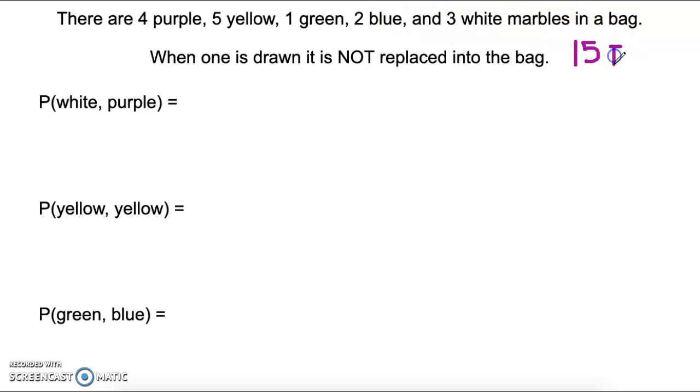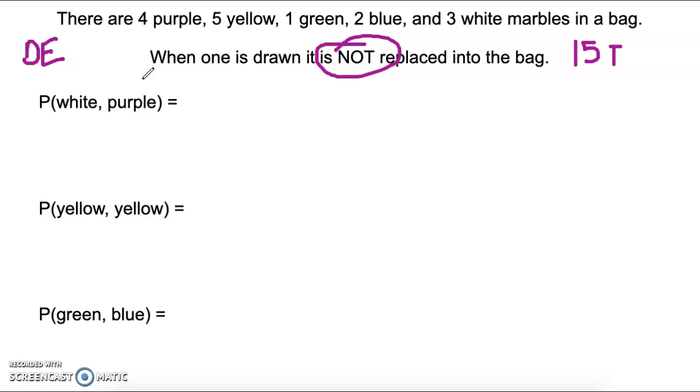The difference here is in the second line. When one is drawn, it is not replaced. That means that these are dependent events because we are going to draw the first marble, look at it, and leave it out of the bag. That means that no matter what we drew, there's one less marble in the bag when we go to draw the second marble. So that second event has been affected. It is affected by the first event.